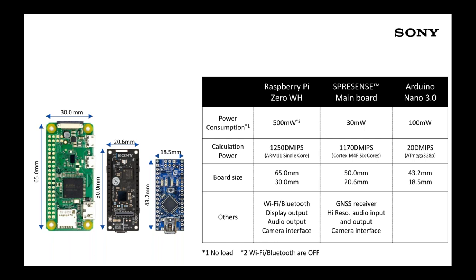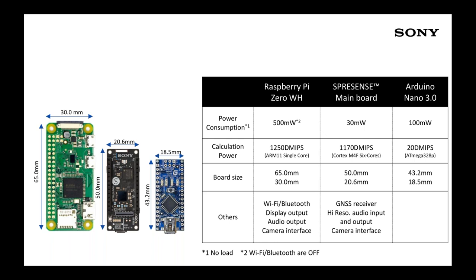So Wi-Fi and Bluetooth are off, right? So compare the power. If your application needs very low power, maybe Spresense is a good choice for your application. Also, Arduino Nano. Again, these are examples. These are very popular, good products out there that we see a lot of developers using. So we are just giving you some information, then you can make the comparison and see where you're standing with Spresense.